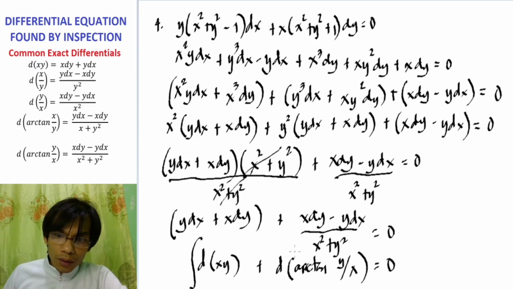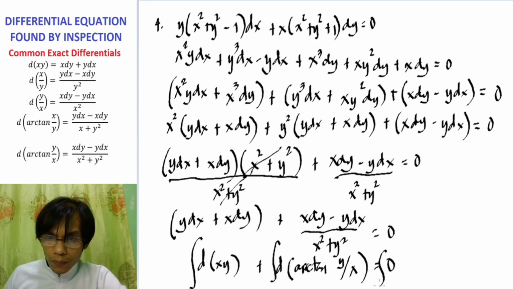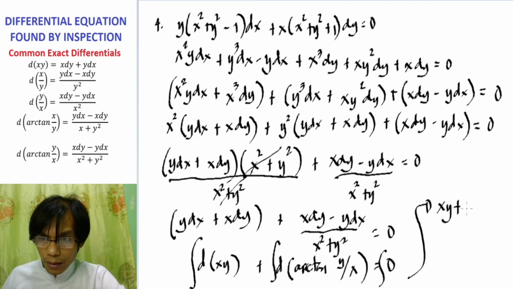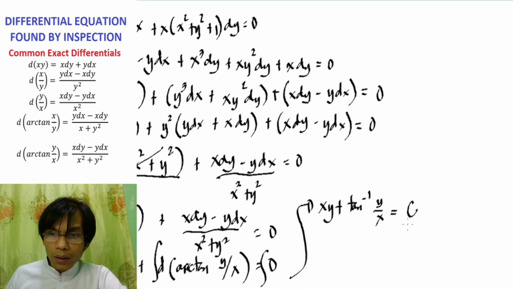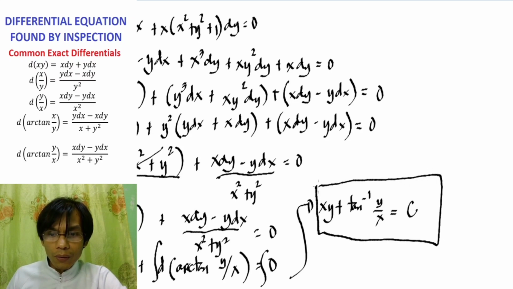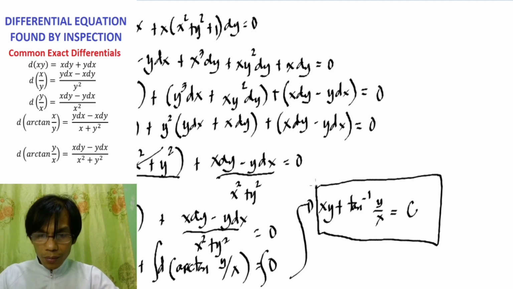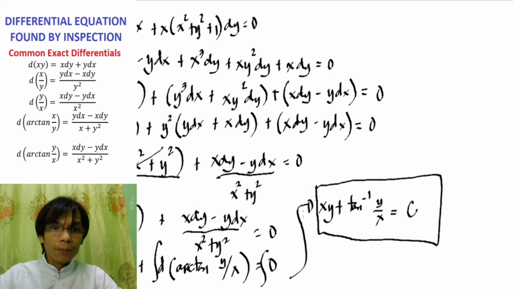Now, if we integrate these terms, what will happen is we have xy plus the arctangent of y over x is equal to c. So looking at this one, this is already your final answer. Simple as that. Okay?